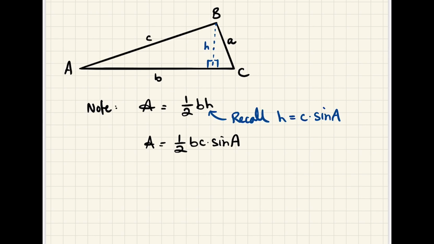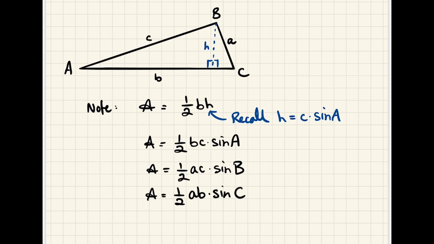There are actually 3 ways to write this because you can permute the letters A, B, C any which way. So we can also write this as 1/2 AC times the sine of capital B, or 1/2 AB times the sine of capital C. All right? So in other words, you can think of the law of sines for area as just multiply any 2 side lengths together and multiply by the sine of the angle between those 2 sides.